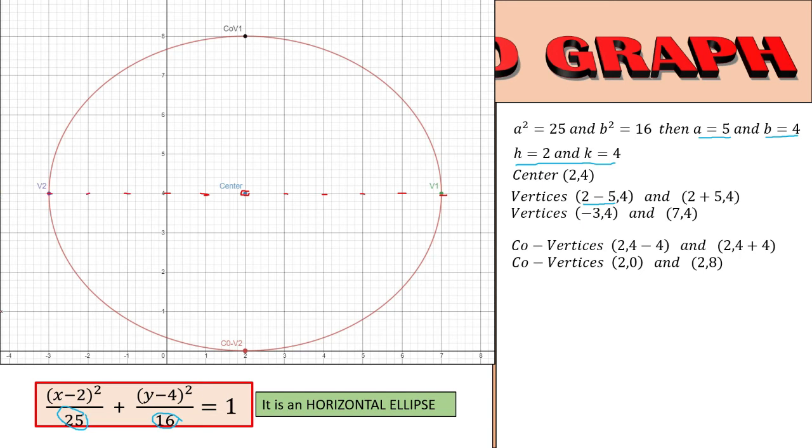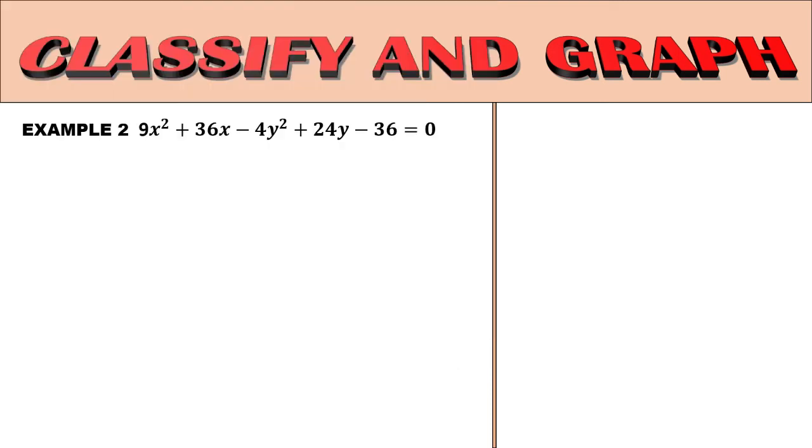There are 2 vertices. To find the co-vertices, you add b. b is 4. Then 1, 2, 3, and 4. And going down, 1, 2, 3, and 4. And you make the ellipse. That's one way, that's one example. Another example, you do the same thing.